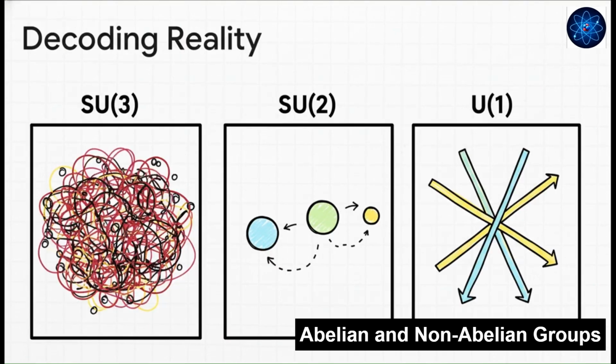So let's crack this code open. SU3, that's the complex non-Abelian group for the strong force and its sticky gluons. SU2, that's the non-Abelian group for the weak force. And that U1 at the end, that's our simple Abelian group for electromagnetism and its polite photons. Everything we just talked about, it's all right there.